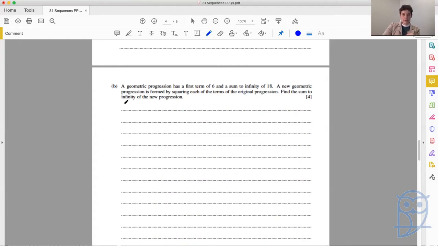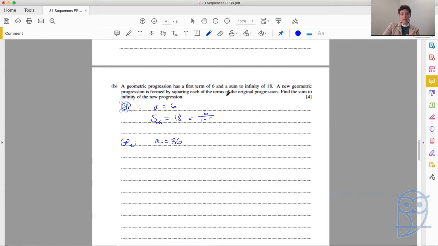So we know that the first geometric progression, GP1, we know that a equals 6, and we know the sum to infinity equals 18. And we know that we don't leave it as a sum to infinity, it becomes 6 over 1 minus r. We know that our second GP, what do we know about it? It's formed by squaring each of the terms of the original progression. So if a is 6 for the first one, a is 36, 6 squared, for the second one.